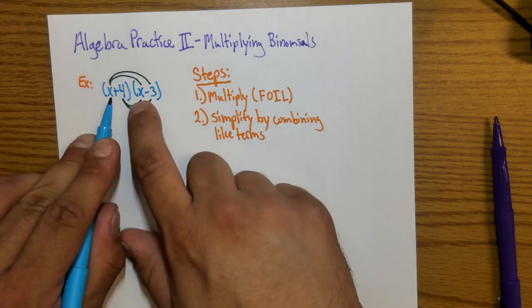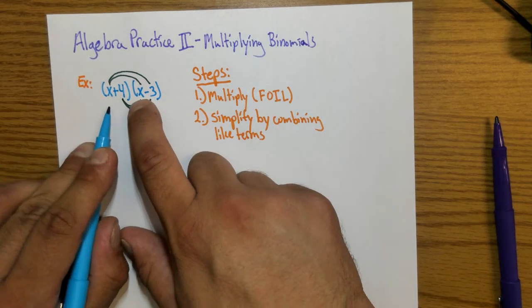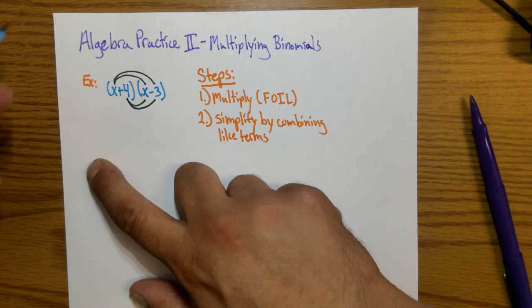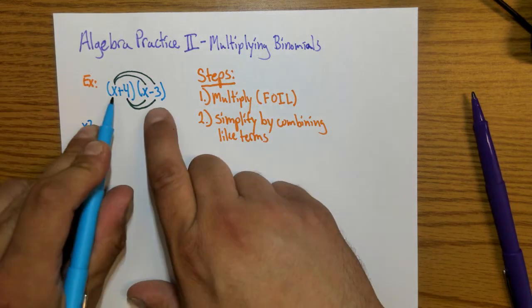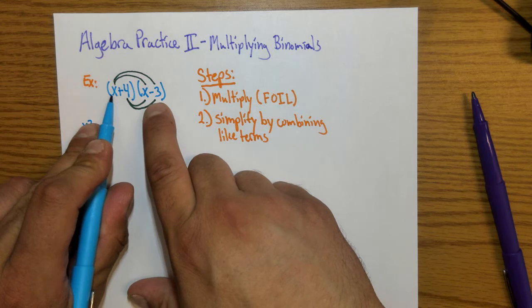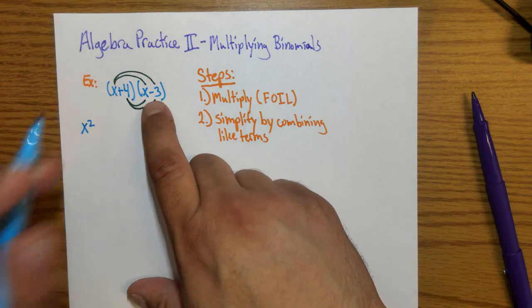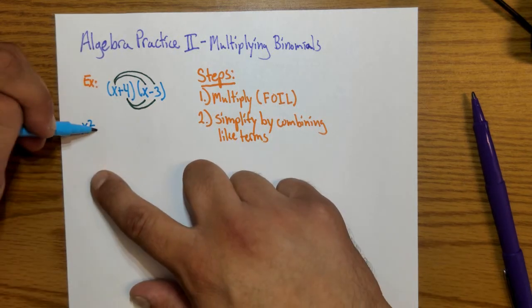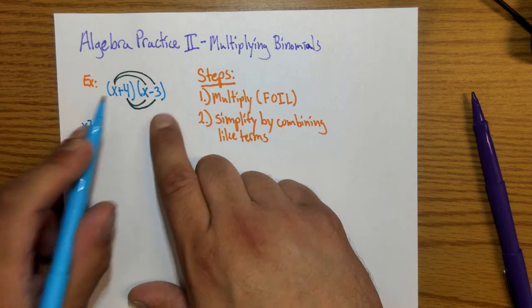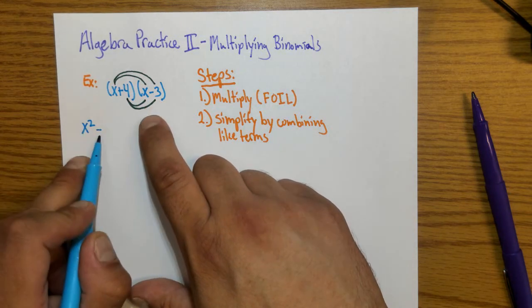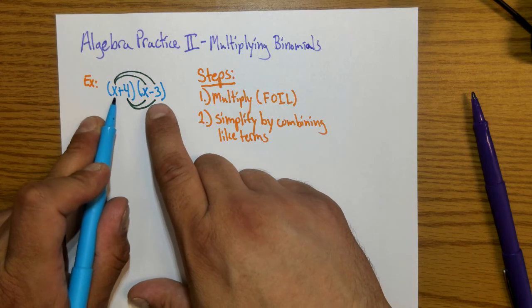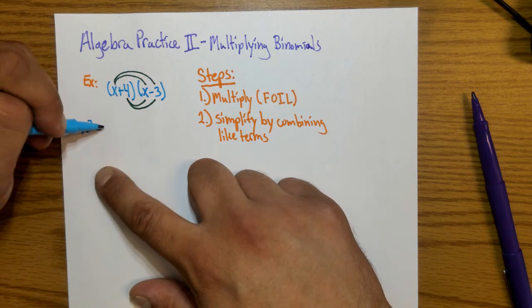So let's just go right into this. The first two, x times x, we know from yesterday that's going to give us an x squared. And then the outer, x times negative 3, well, we have a positive times a negative, and that's going to give us a negative, right? Remember the multiplication rule? If the signs are different, we're going to get a negative. If the signs are the same, we're going to get a positive. So x times negative 3 is going to give us a negative 3x.